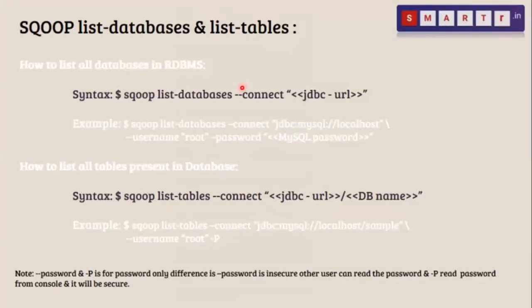So here you can see a simple example. I just mentioned Sqoop list-databases, and then I provide the connection and the JDBC URL I just declared. So here you can see sqoop list-databases --connect, and then you pass your JDBC connectivity and then the username for this respective MySQL database. In this environment we use root and root, so that's the username and password you have to provide. If you provide them, you will get the output.